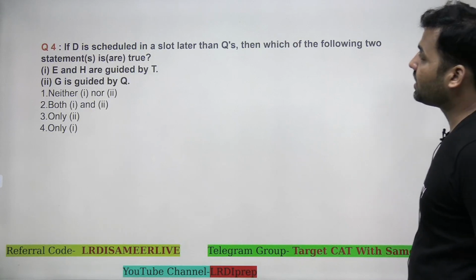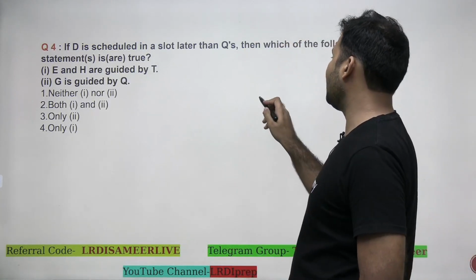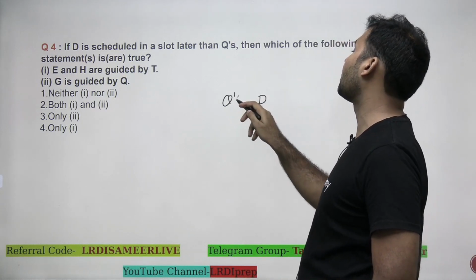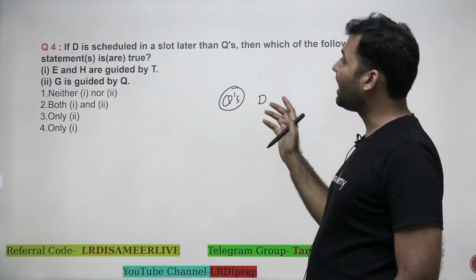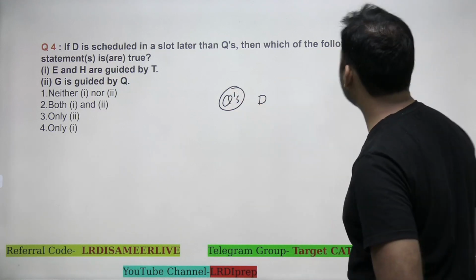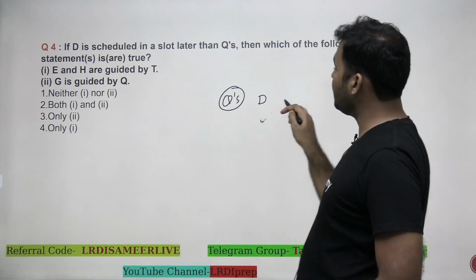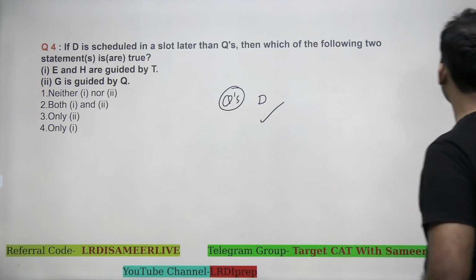Question number 4 says, if D is scheduled in a slot later than Q. Now Q is a professor, right? And D as a student has a slot which is later than Q. Then which of the following statements are true? To answer this question, I need to use this information. The D slot must be coming after Q.